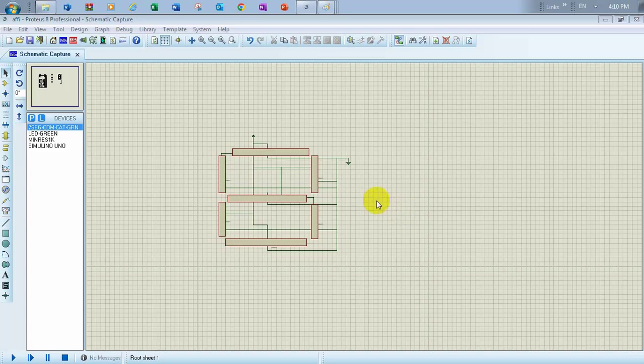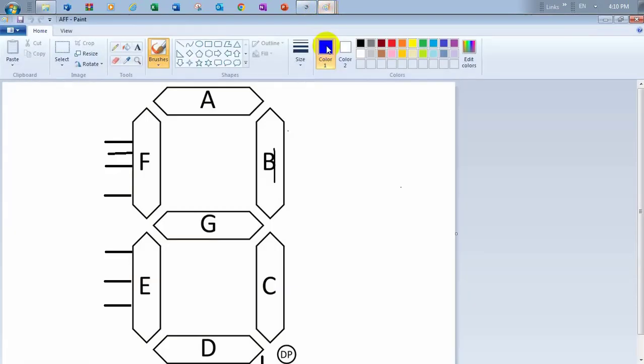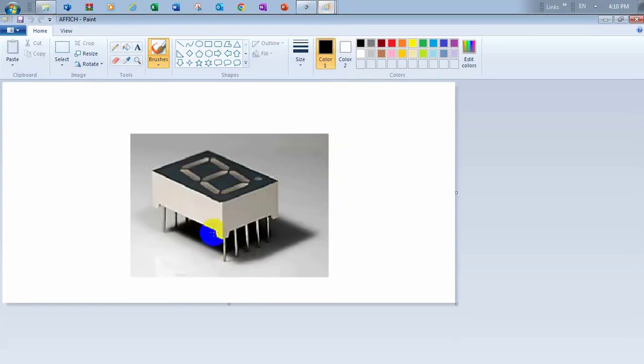And this lesson is a continuation of previous lessons. We are still talking about the 7 segment display, this component. We have been talking about this component in previous lessons.